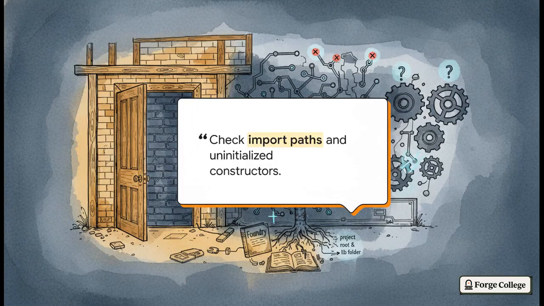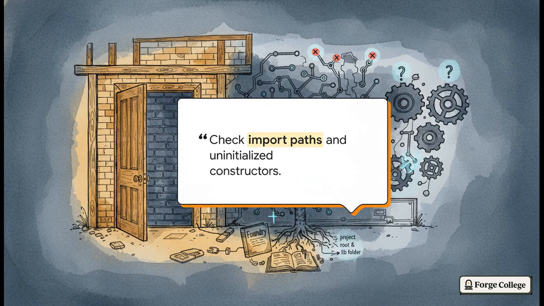Now, let's talk about what happens when things go wrong. The quote we're looking at says, check import paths and uninitialized constructors. It sounds super simple, right? But you would be amazed. This is basically the Web3 equivalent to building this gorgeous house, only to realize you installed the front door so it opens directly into a brick wall.